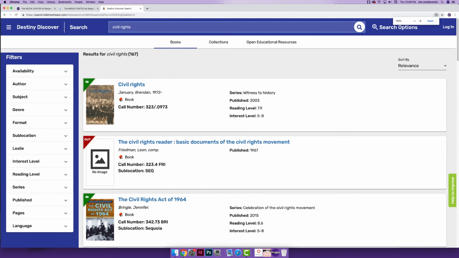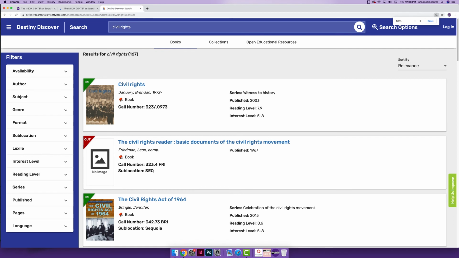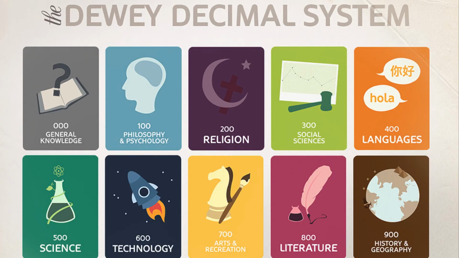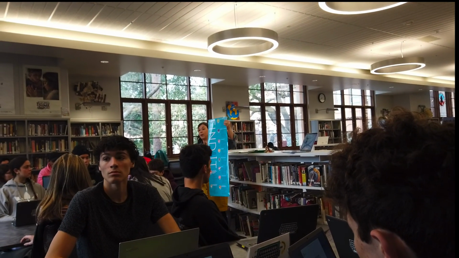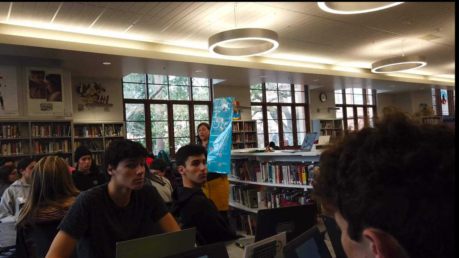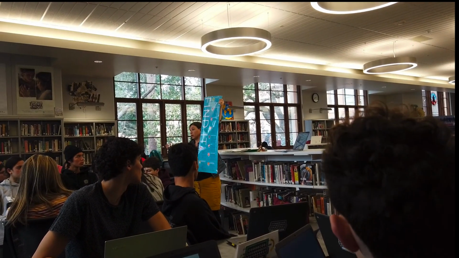So, for civil rights, that book comes up with the call number of 323.0973. So this is a chance for us to review the Dewey Decimal System. Oh, I should have worn my Dewey Decimal System dress. Okay, the Dewey Decimal System is the way libraries have been organized for a long time. And they, oh, I think I'm standing in front of my cast, but anyway, it doesn't matter. What that means is that every classification stands for a different subset of topics, etc.